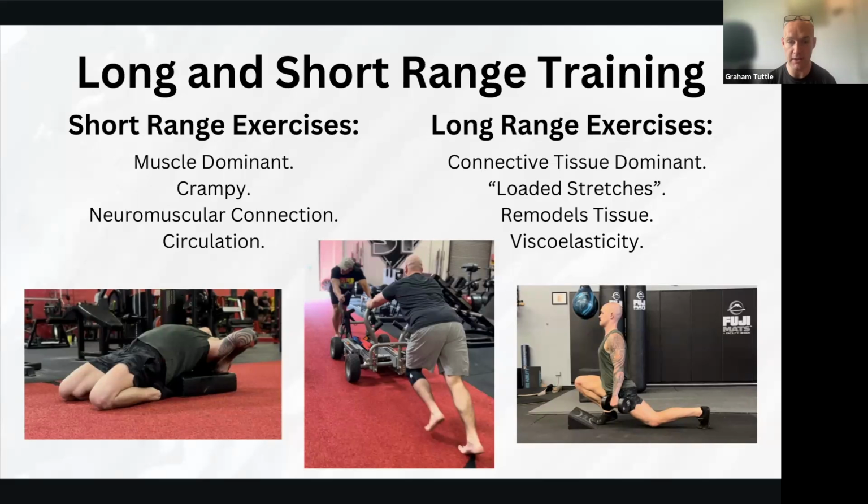So the more we can do that, we're also increasing the circulation. We're shortening and pulling the connective tissue. We're starting to shorten that and so get the muscles to increase circulation, increase the neuromuscular control, and that makes it safer for the long range exercises. So this is connective tissue dominant.